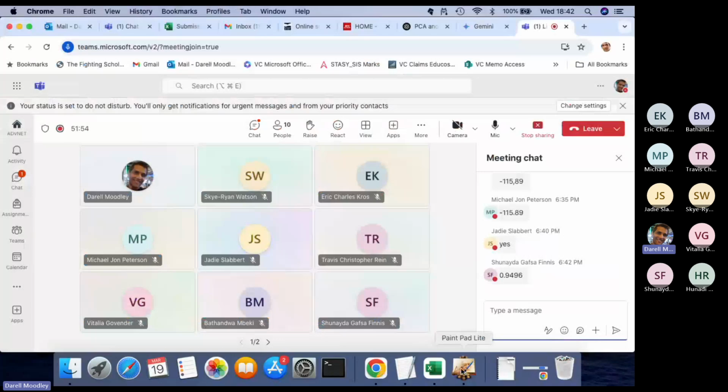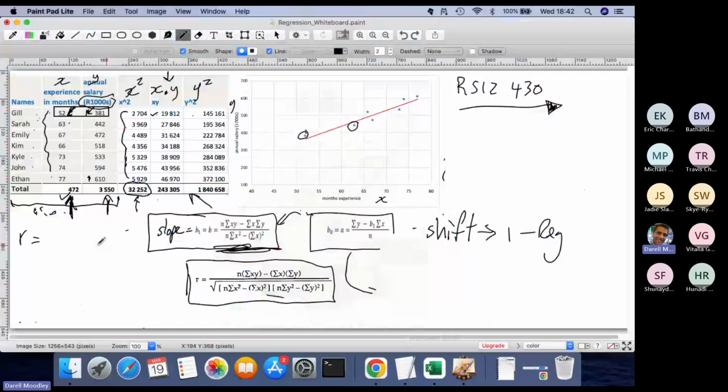Yep, very good. 949 is excellent. You get a value of 0.9496. Okay, good, we've calculated it, but what does it mean physically? This is what correlation is.